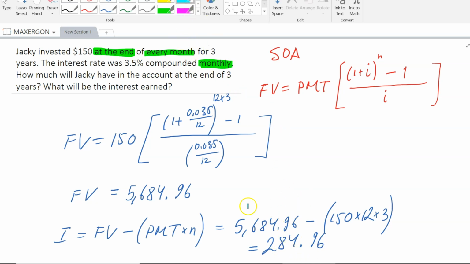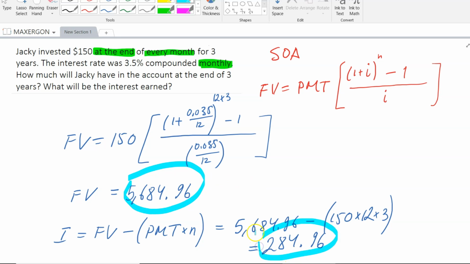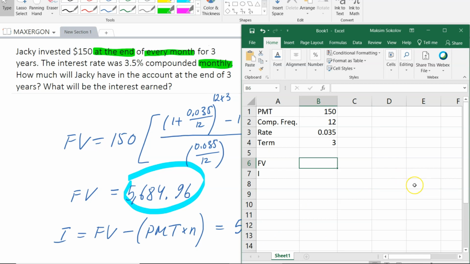Thus, we found our answers. Future value for this annuity is 5,684.96 and interest is 284.96. Let's now solve this problem with Excel. We have all the values inputted here and we'll need to find future value. We'll use FV function in Excel.